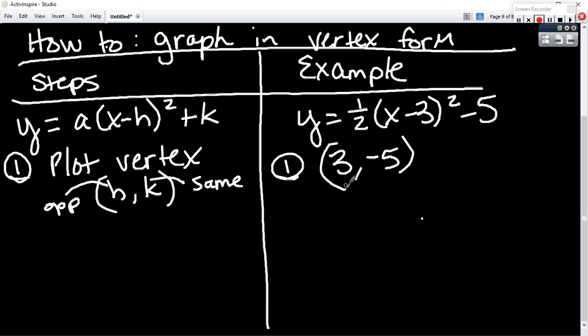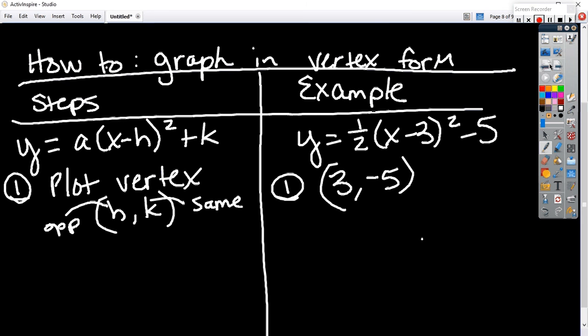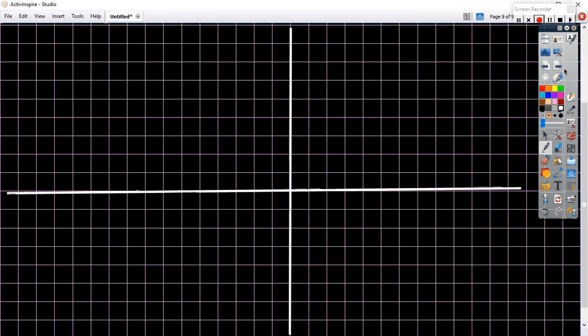Okay, so that point was 3, negative 5. Over 3, down 1, 2, 3, 4, and 5. There's my vertex, which is also my what? What goes through the vertex? Line of symmetry. Great job.